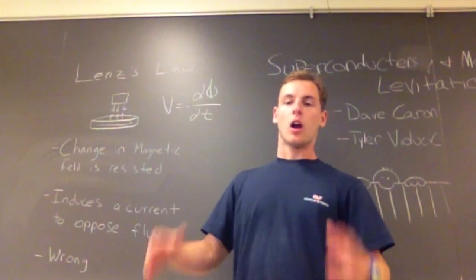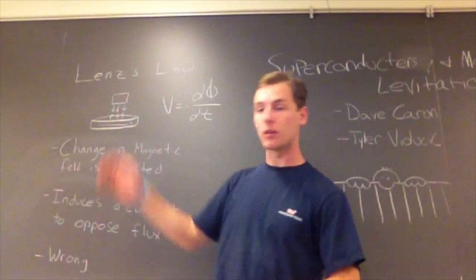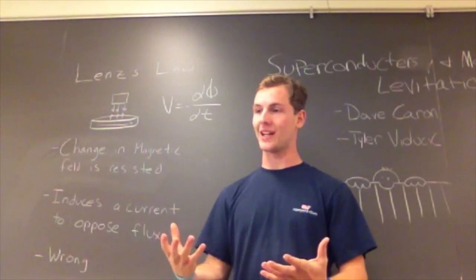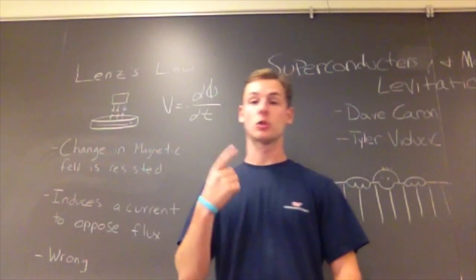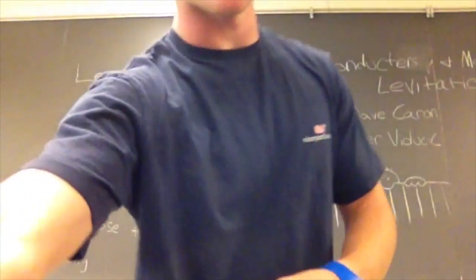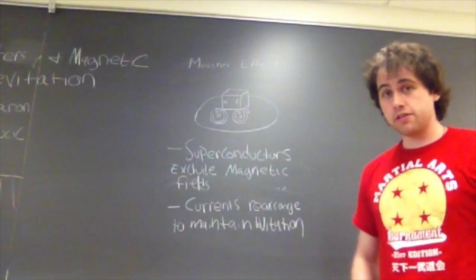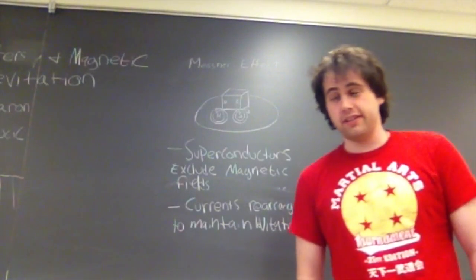Wrong. What actually could happen is you could have this rare earth magnet on top of the superconductor, and when you cool it down, you could still make it float even without a change in the magnetic field. So in order to counteract that, we have the Meissner effect. The Meissner effect is the real reason a magnet will levitate above a superconductor.